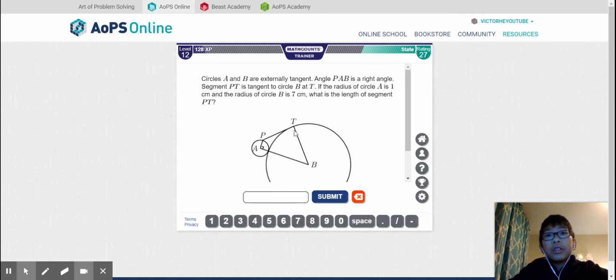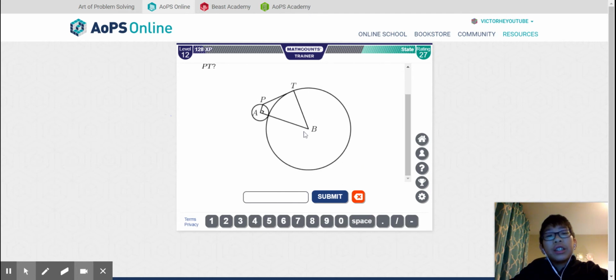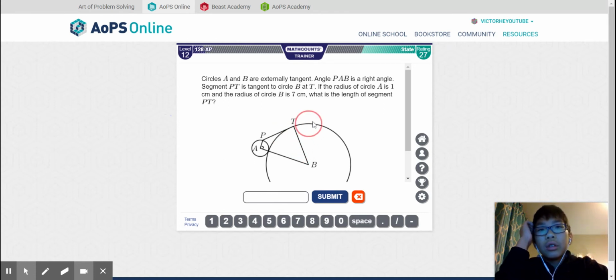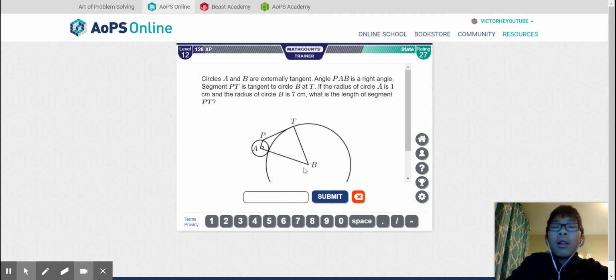Next question. So circles A and B are externally tangent. Angle PAB is a right angle. Segment PT is tangent to circle B at T. So that means this is a right angle too. If the radius of circle A is 1 and the radius of circle B is 7, what is the length of segment PT?